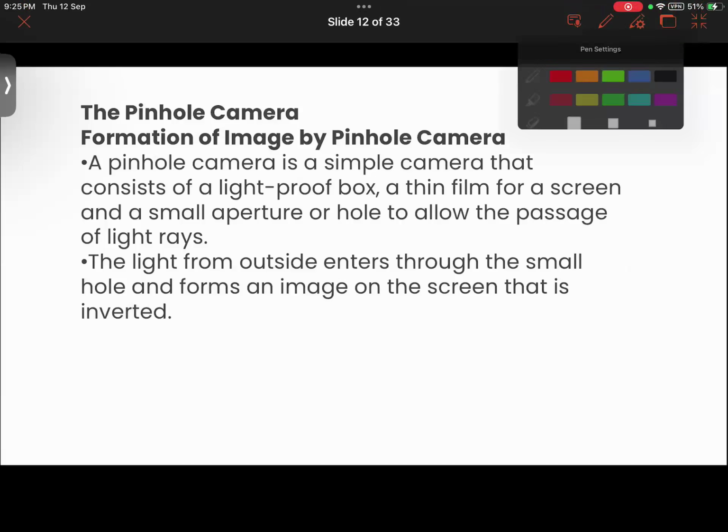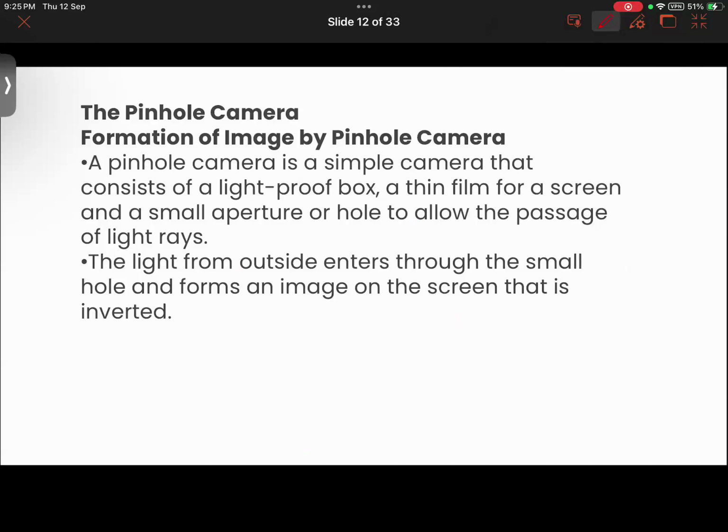Sir, they were saying that tracing paper, so we can use it as the screen. Like the butter paper, right? Yeah, we can use that. Okay, we can use that as a screen.